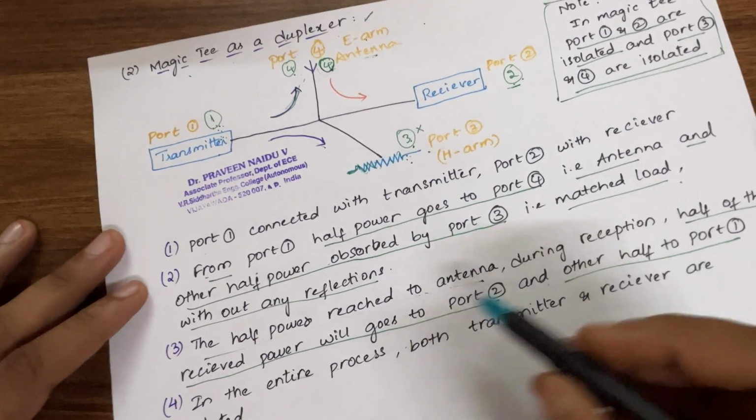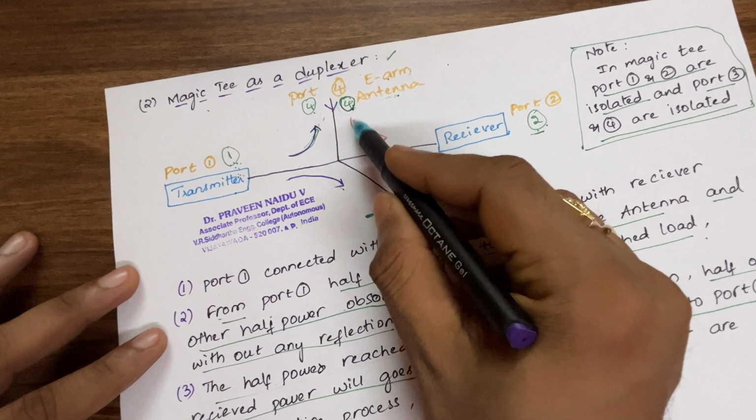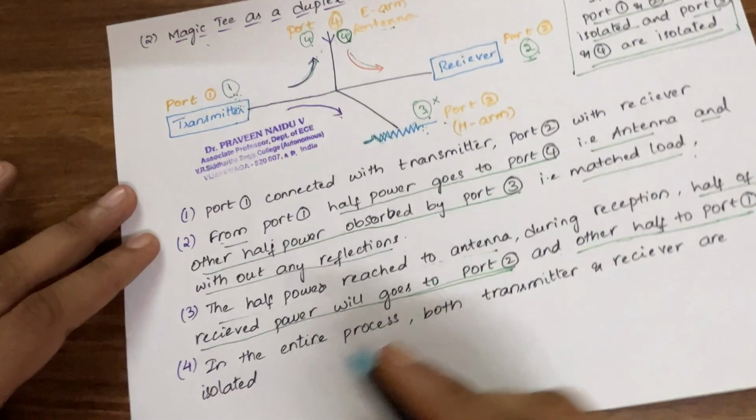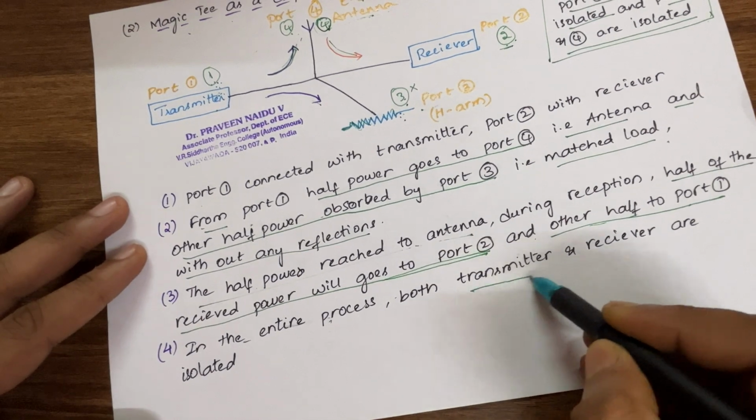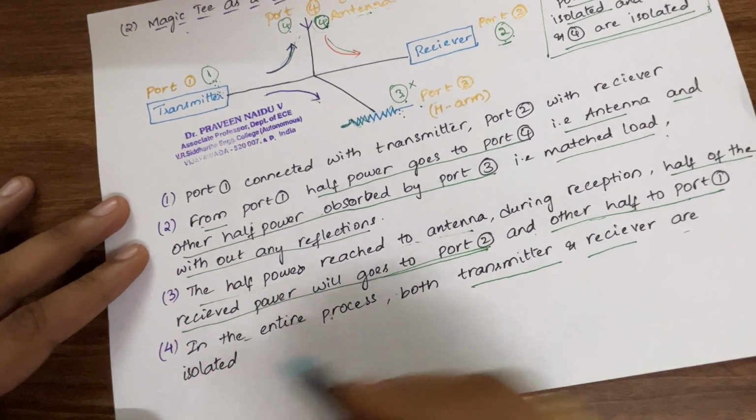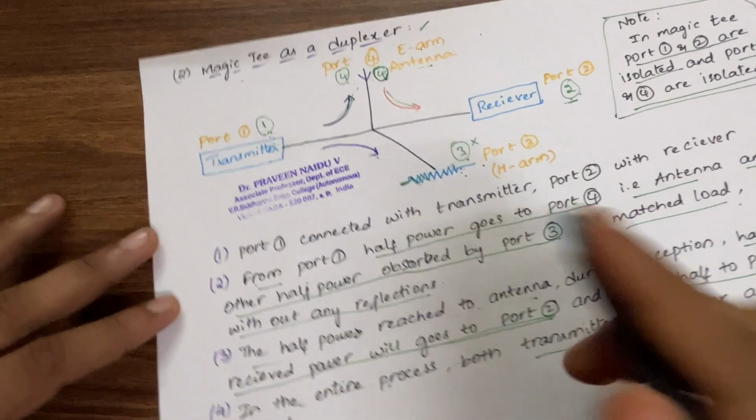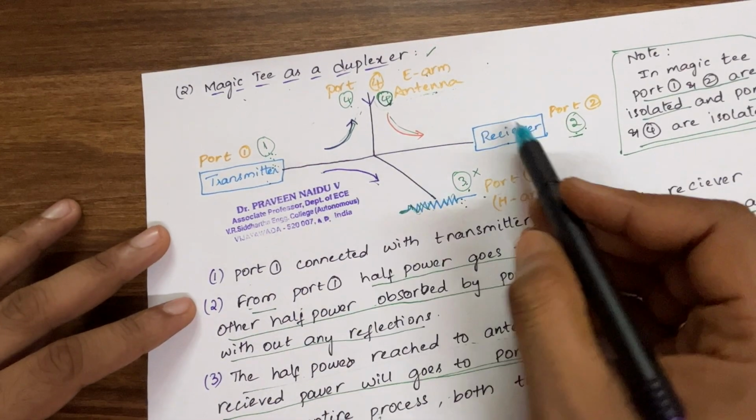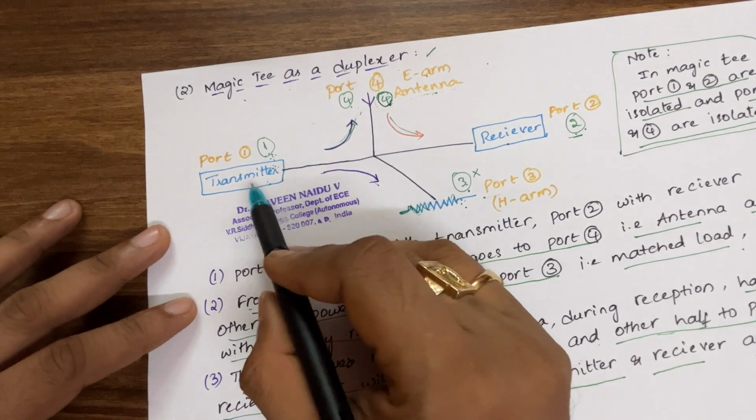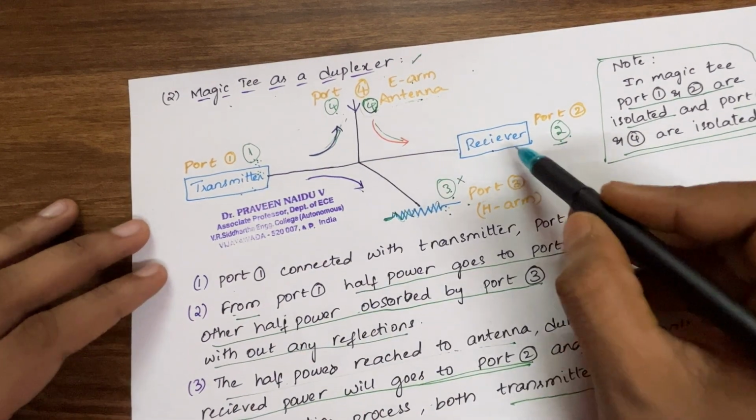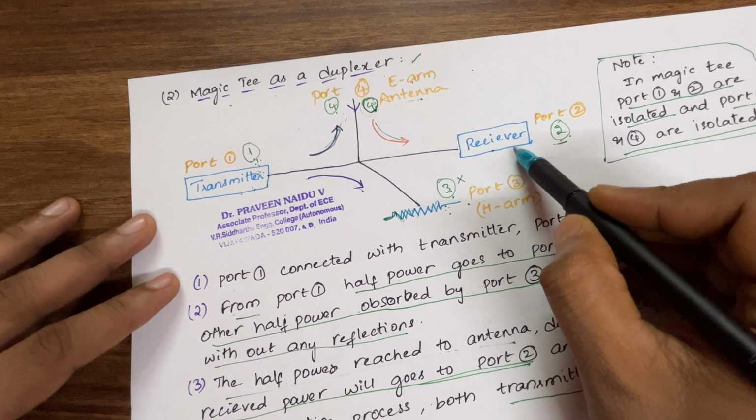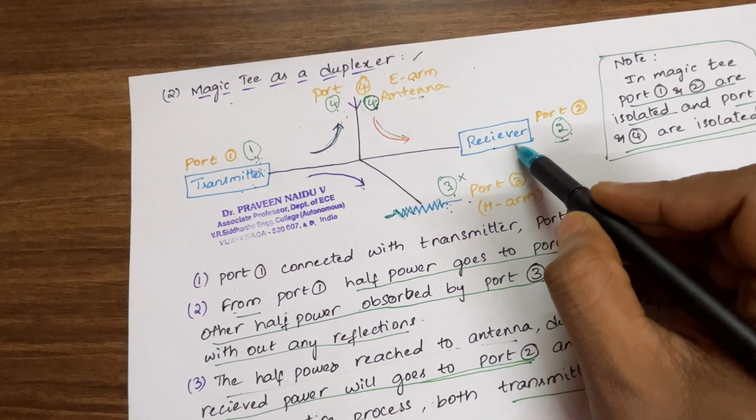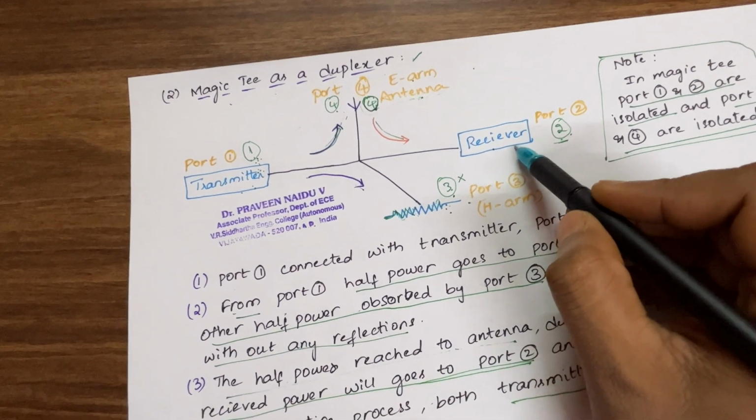Half will go to port 2 and the other half is going to port 1. So in the entire process, we can observe both the transmitter and receiver are isolated. That means both are isolated, because at port 1 we have connected the transmitter and at port 2 the receiver. So in the case of magic T, we are using the property of isolated ports, that is ports 1 and 2, and ports 3 and 4.